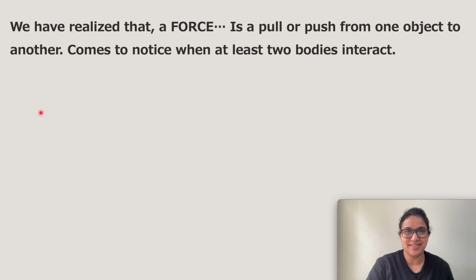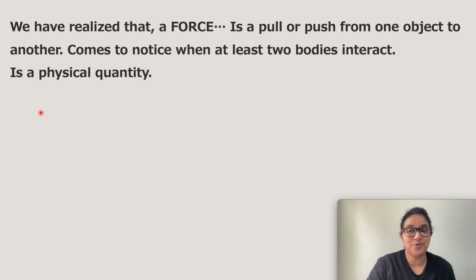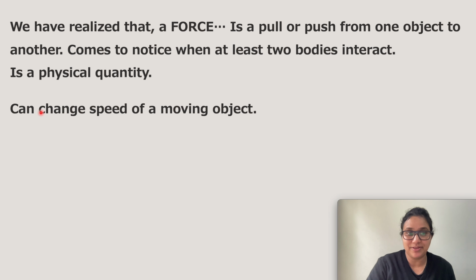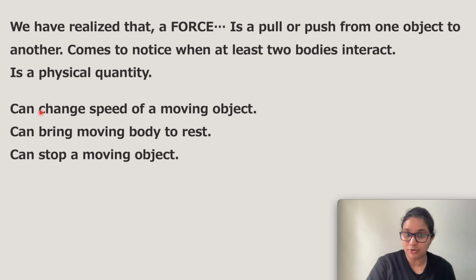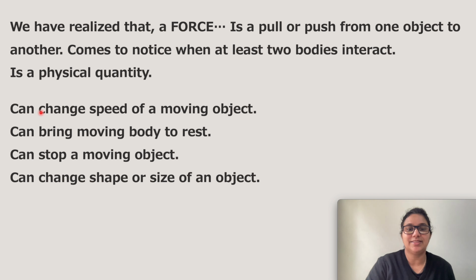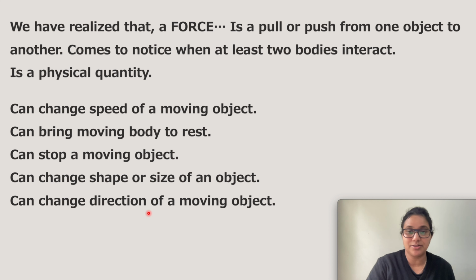So what we can conclude from this? The basic definition: force is a pull or push from one object to another. It comes to notice when at least two bodies interact. That is important. Another point, it is a physical quantity. It can change the speed of a moving object, can bring a moving body to rest, can stop a moving object, can change the shape of an object, can change the direction of a moving object.